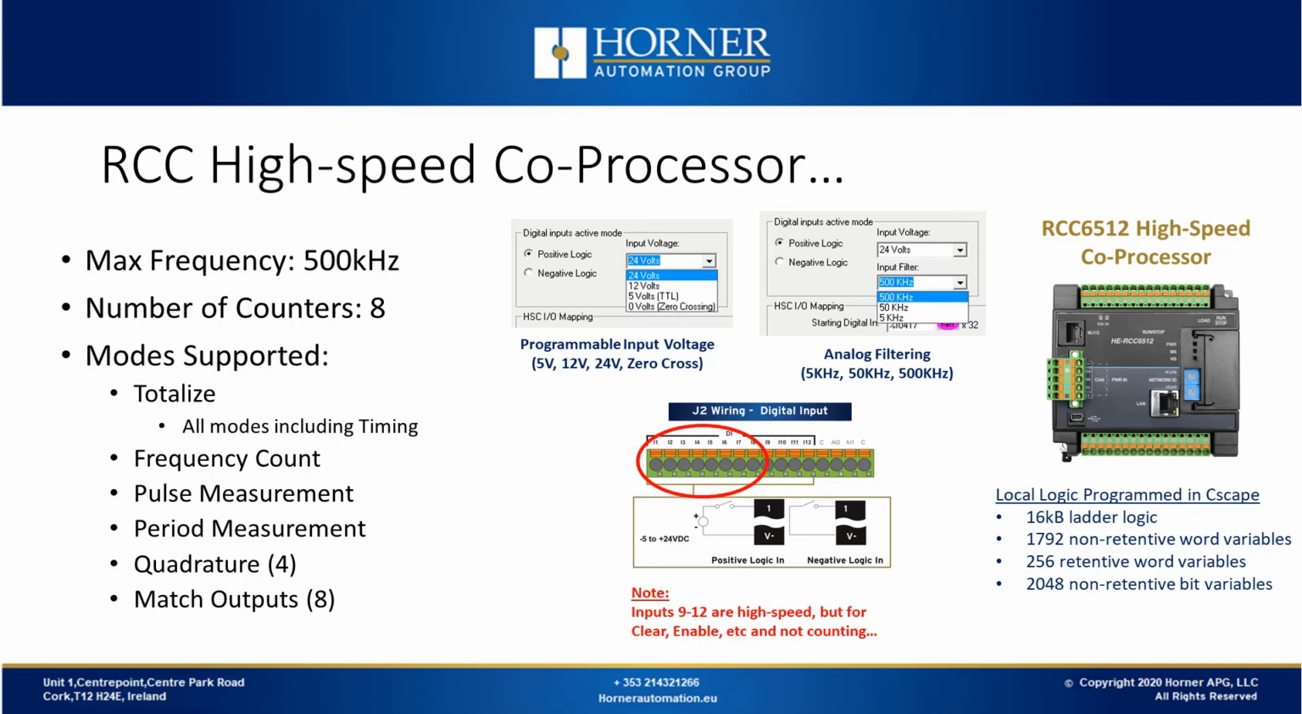It is highly configurable. We have up to 8 match outputs, which are digital outputs that we can fire based on an accumulator value. We have a much more flexible input voltage than we have in our standard products. This product supports not only 12 and 24 volts, but it supports 5 volt levels as well as 0 volt levels. Instead of digital filtering, this product supports analog filtering. You can set up an analog filter at either 500 kHz, 50 kHz, or 5 kHz to filter spurious noise signals that you don't want.